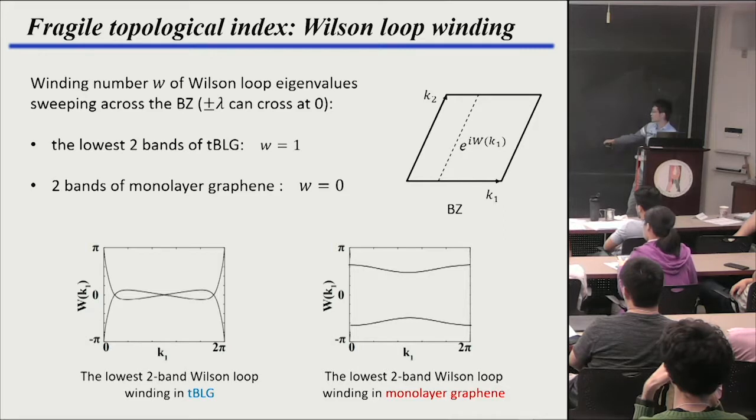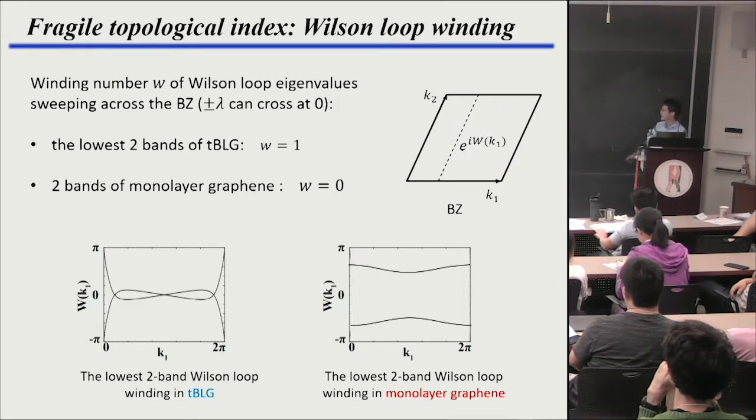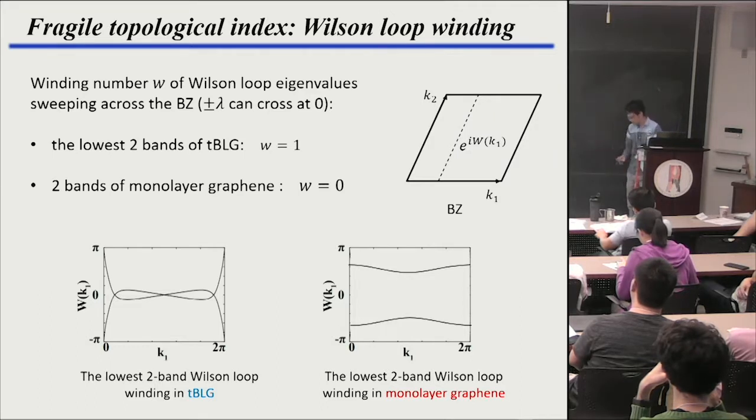In this case, you have a winding number 1, which is actually characterizing the fragile topology of these two bands. If you do a similar calculation for the axion insulator they talked about earlier, you can also see a winding number 1 actually. So this is pretty general. But if you look at monolayer graphene, it will just be different. There will be no windings, and so the two eigenvalues just go directly. So this basically shows that twisted bilayer graphene and monolayer graphene are in different topological phases.